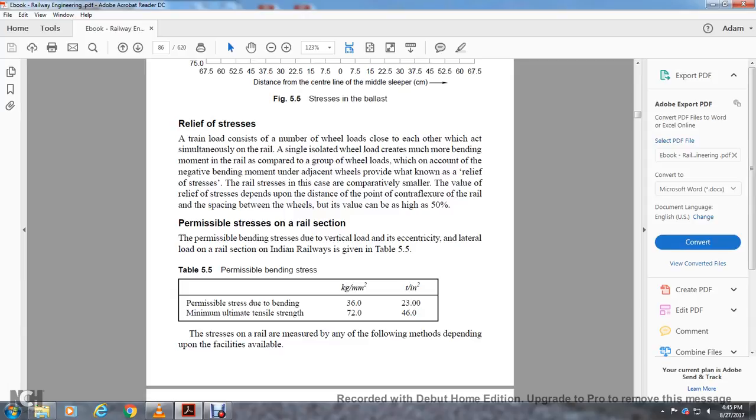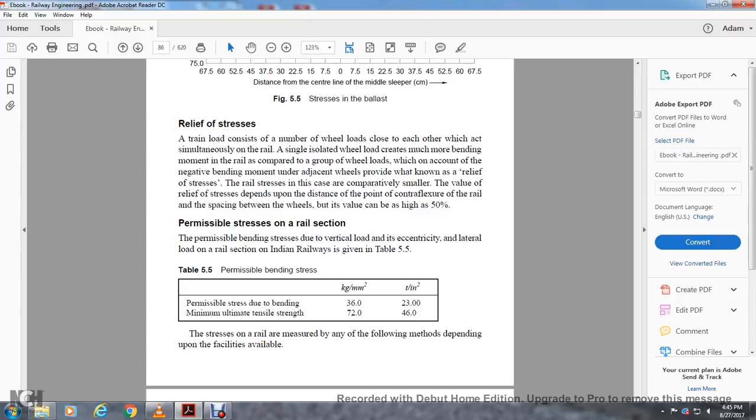Permissible stress on the rail section. The permissible bending stress due to the vertical load, eccentricity, and lateral load in the rail section of Indian rails is given in Table 5.5. Permissible stress due to bending is 3.36 kilograms per millimeter squared, or 23 tons per inch squared. Minimum ultimate tensile strength is 72 kilograms per millimeter squared, or 46 tons per inch squared.